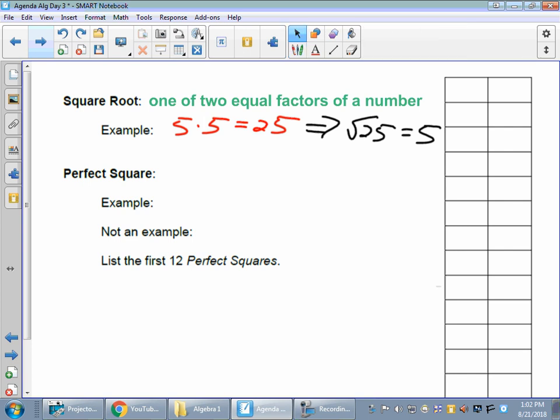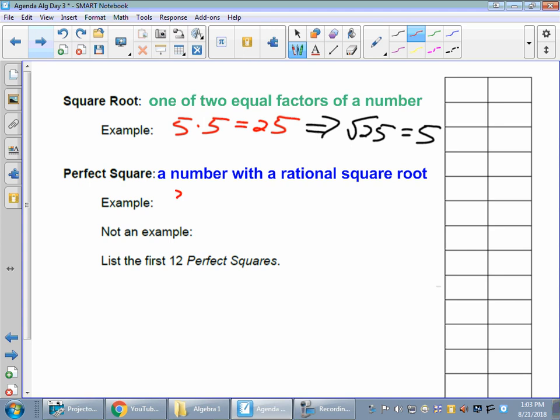And now let's talk about what a perfect square is. A perfect square is a number with a rational square root. We talked about earlier how the square root of 7 would have a decimal that does not repeat and goes on and on forever. It never ends. Well, that would be an irrational number. So a perfect square would be something with a rational square root. An example of this would be the number 36, because the square root of 36 would be 6. Another example would be 81. The square root of 81 is 9. It's rational.